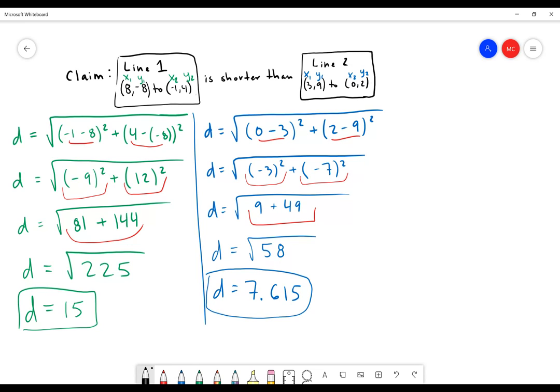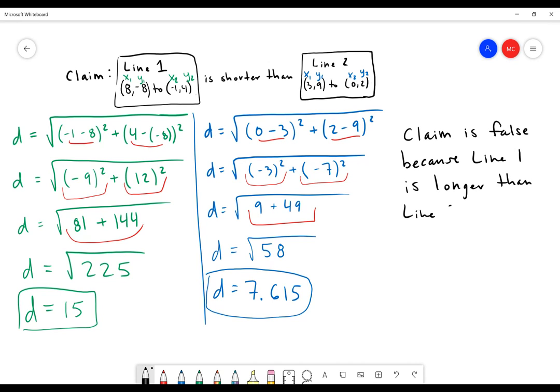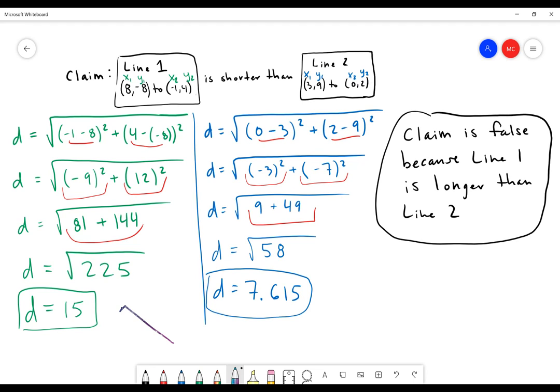So my final answer is that the claim is false because line 1 is longer than line 2. And I've proven that with my math that I did here and my math that I did here.